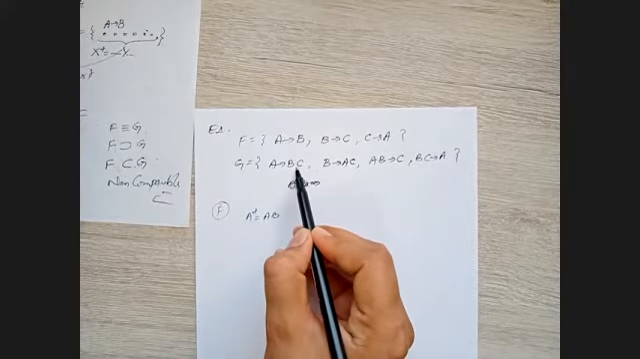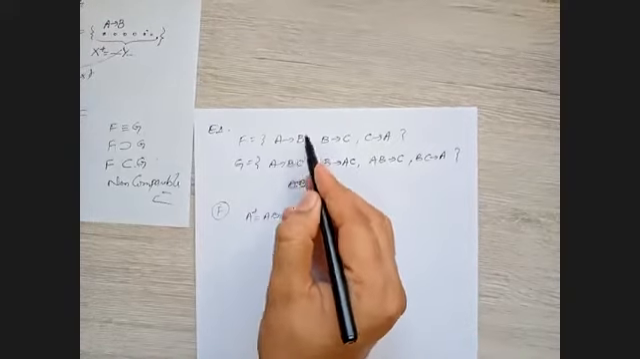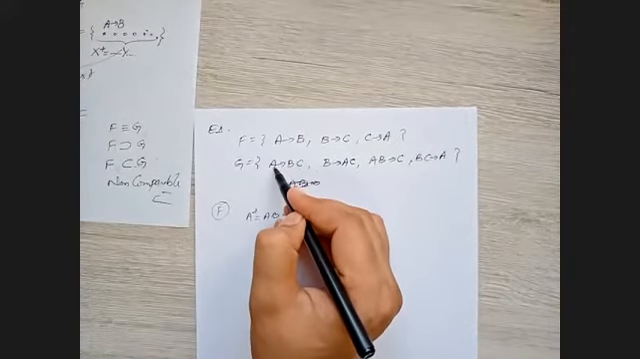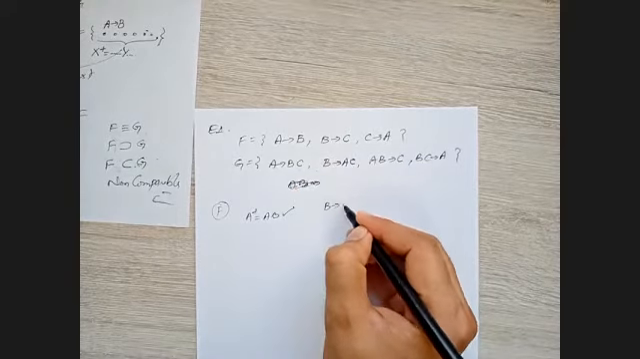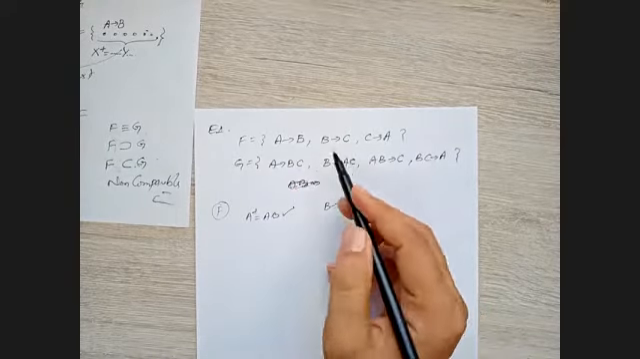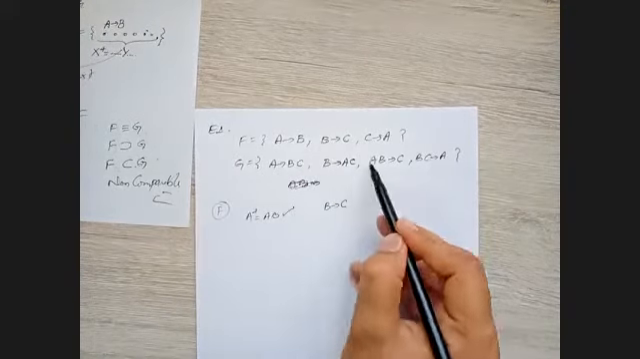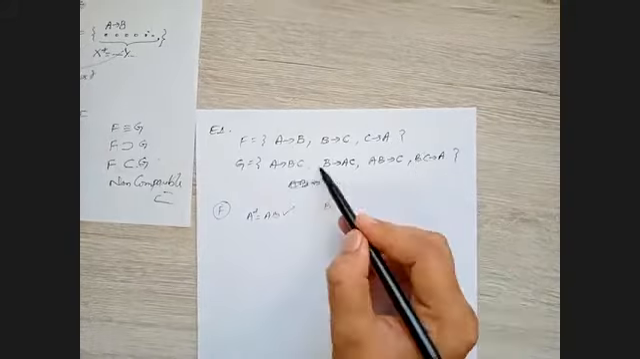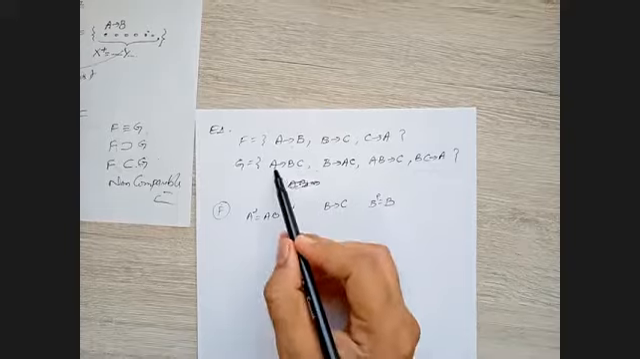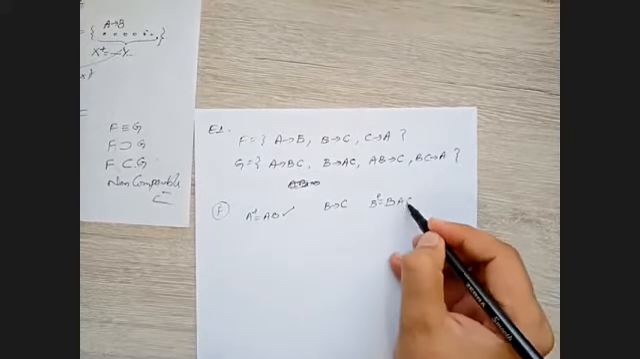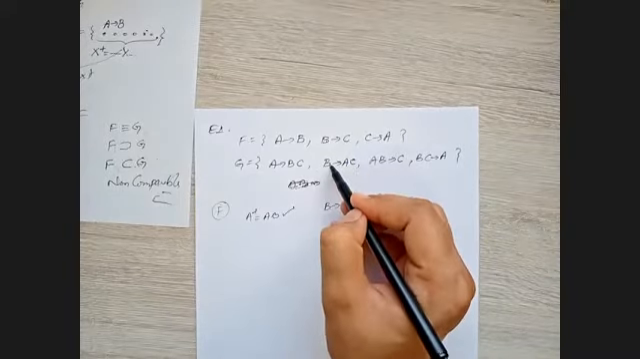A gives BC, so A determines BC. This is possible. It means this is a member of this also. Now check B determines C. Can C be determined using B in this functional dependency set? So basically find the B closure in G. The B closure is B, and with B we can find AC, and hence we can find C. So this is also a member of this.